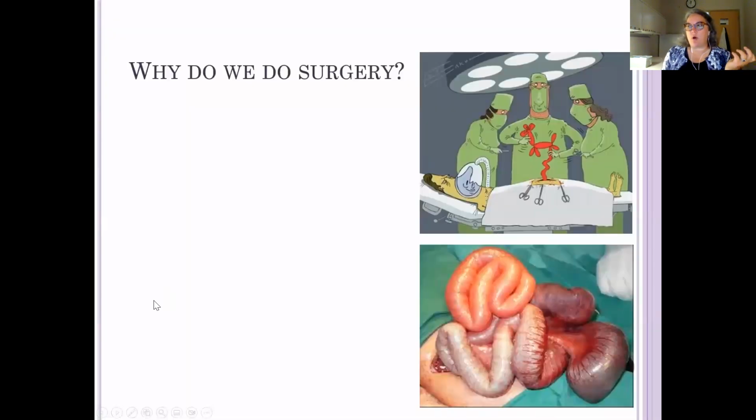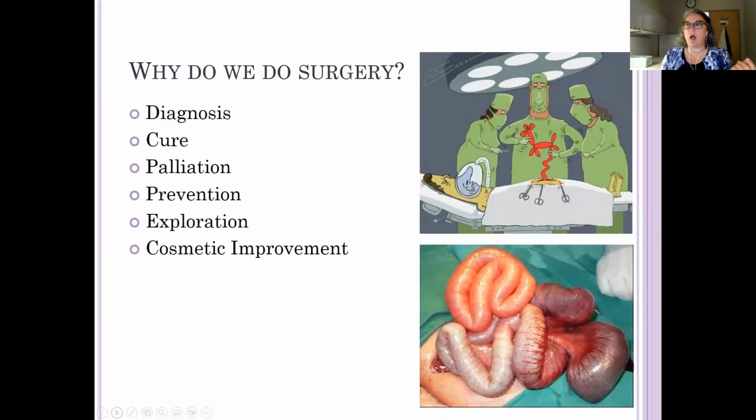So first of all, why do we do surgery? In terms of what's going on and why is this important? We do surgery for a few different reasons. We can use it as a diagnostic. Think of people who are getting a colonoscopy. That's technically a surgery, involves pre-op and post-op and some anesthesia properties in between.